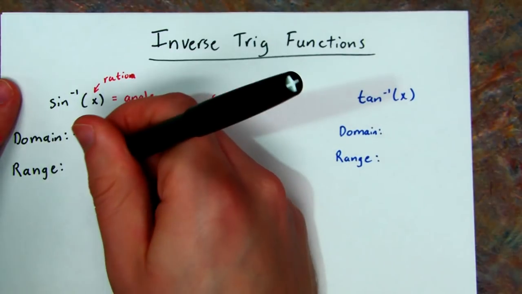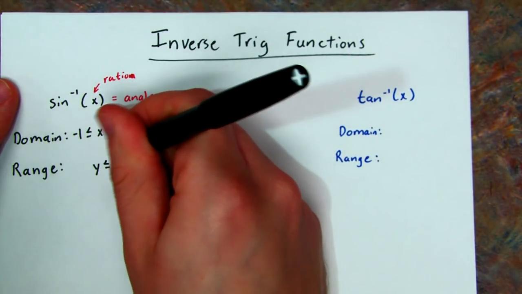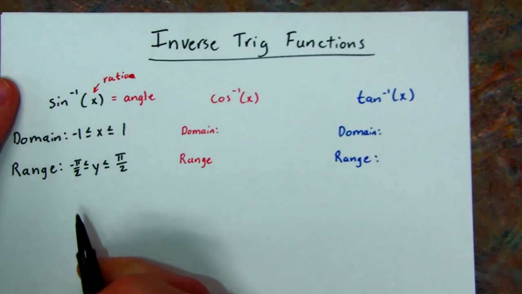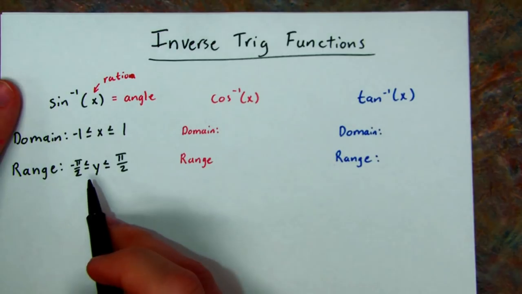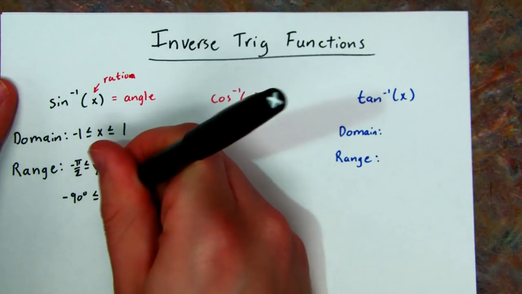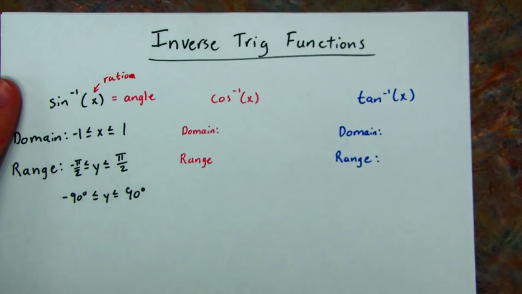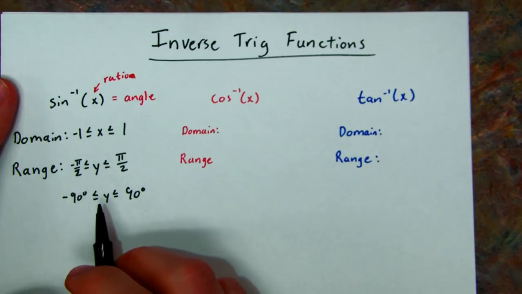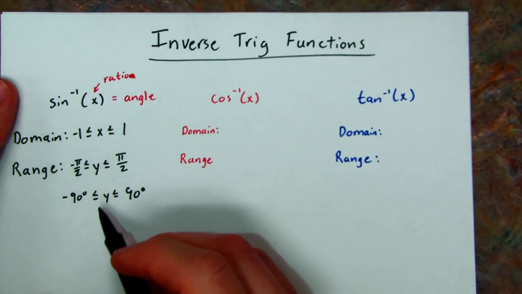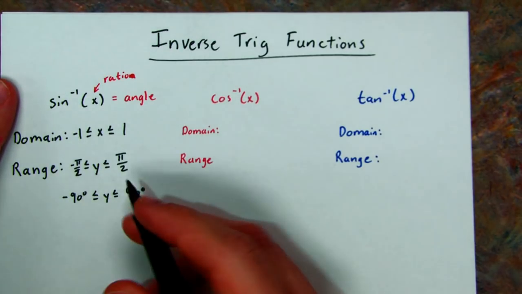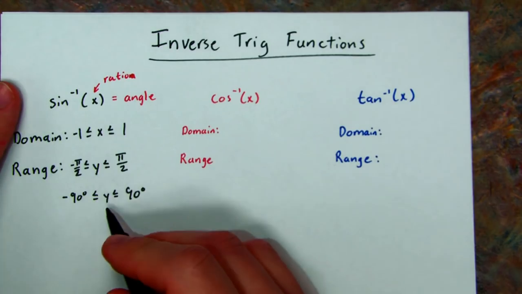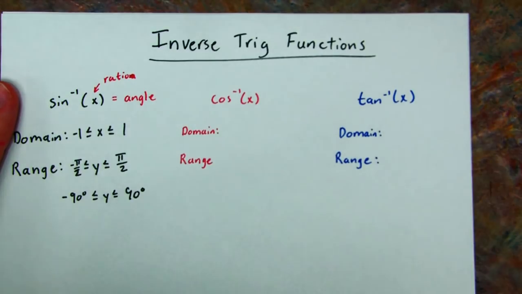Now the range here is between pi/2 and -pi/2, meaning that sine inverse will only give us angles between -90 degrees and +90 degrees. Now we limit this because if we didn't have a restriction, this wouldn't be a function, because there are an infinite number of answers to trig functions. For example, there are an infinite number of angles that have a sine of 1/2. So if we don't limit it, we'd have to list them all, which could be a pain.